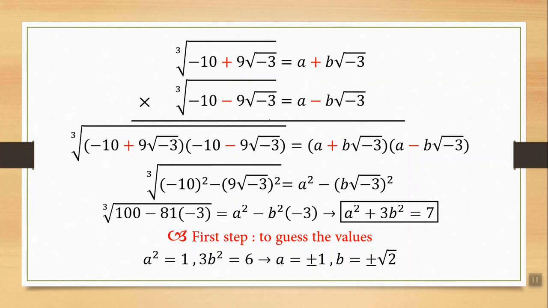The first step is to guess the values of a squared and 3b squared. Let's try 1 and 6, which the sum of them, 1 plus 6, equals 7. Then we'll have a equals positive and negative 1 and b equals positive and negative square root of 2.